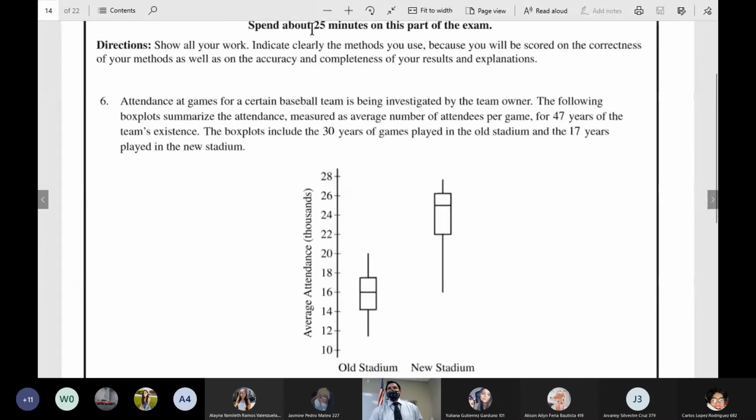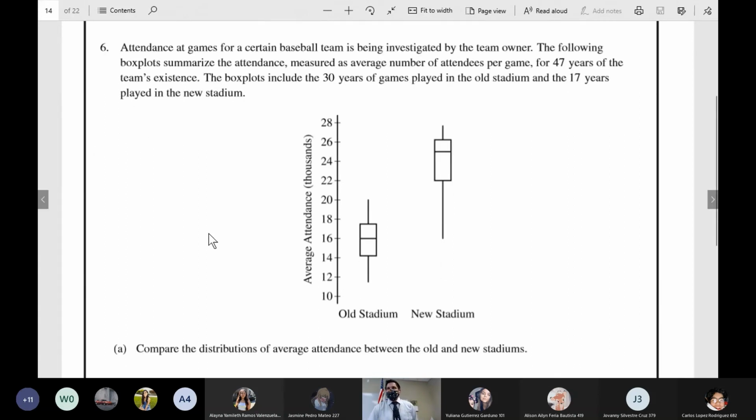All right, so attendance at games for a certain baseball team is being investigated by the team owner. The following box plots summarize the attendance, measured as average number of attendees per game, for 47 years of the team's existence. The box plots include the 30 years of games played in the old stadium and 17 years played in the new stadium.